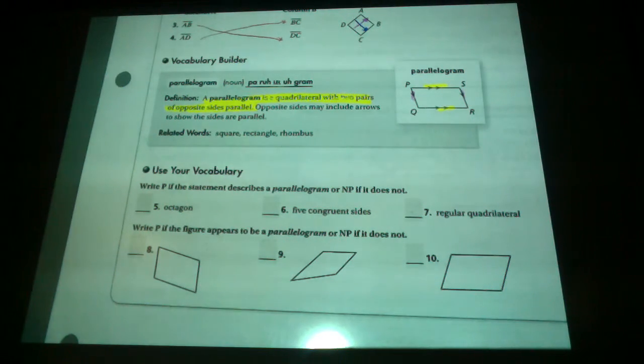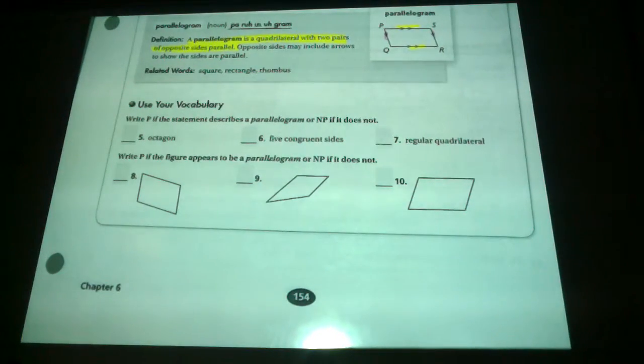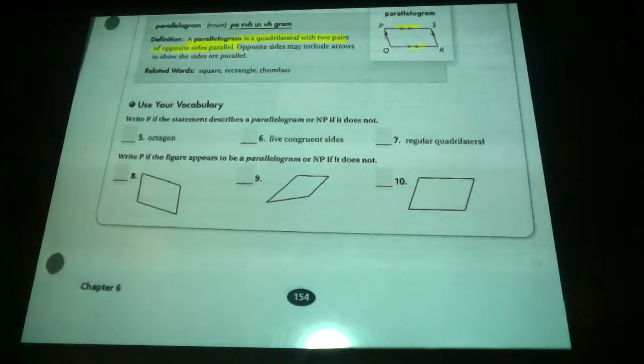Write P for questions 5 through 7. Write P if the statement describes a parallelogram, or NP if it does not. P if you think it could be a parallelogram, or NP if it's not. What would be a parallelogram out of those? An octagon, 5 congruent sides, or a regular quadrilateral?